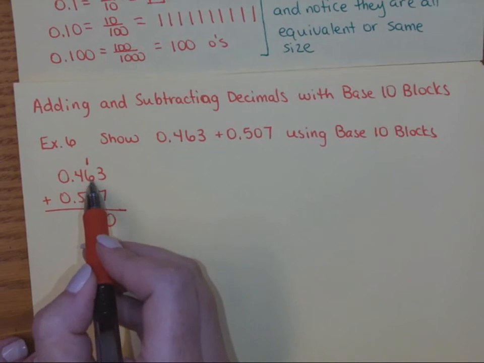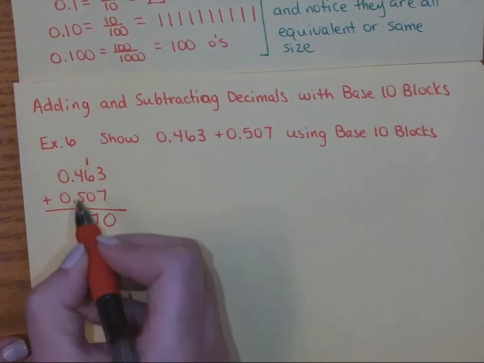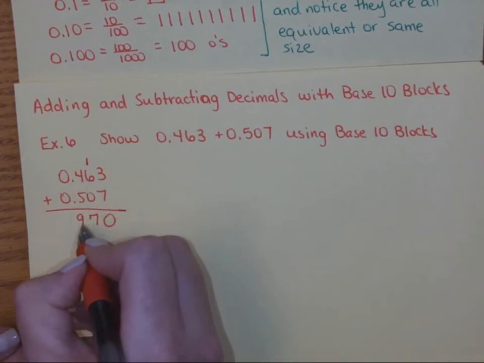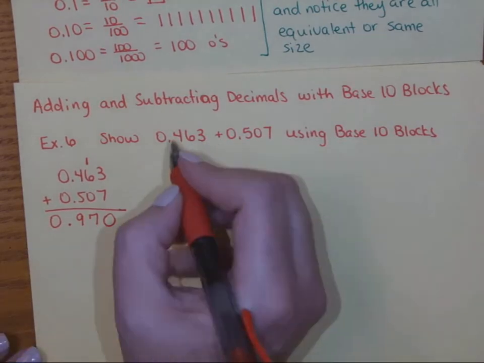0 plus 6 is 6, plus my extra 1 that I regrouped is 7. And then 5 plus 4 is 9. And your decimal place ends up in the same spot. So we already kind of know what to expect here, okay?